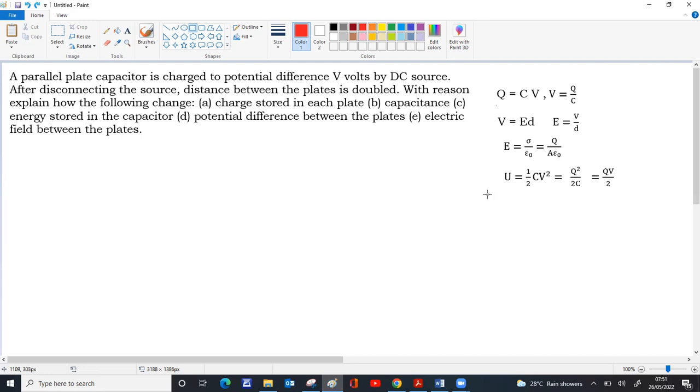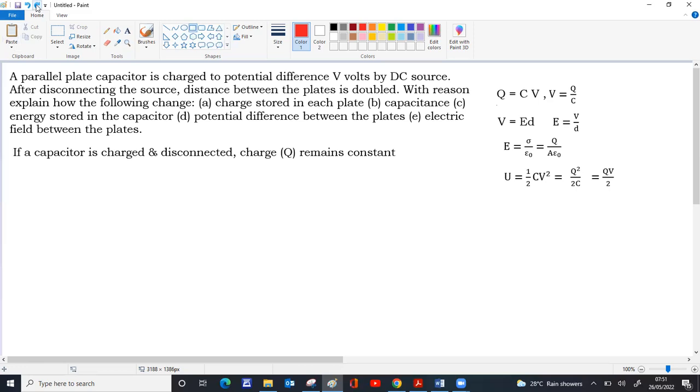Now, other than these formulas, there are two more points to be clear about for this type of question. Number one, if a capacitor is charged and disconnected. Disconnected means it doesn't have any connection with any voltage source or any external circuit. So whatever charge is stored inside the capacitor will remain the same. For a capacitor which is charged and disconnected, you can't change the charge. The charge stored in the capacitor will remain the same. The other factors can change.